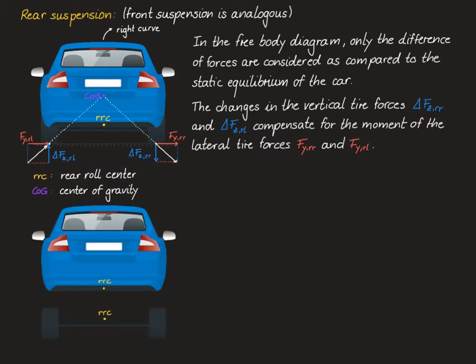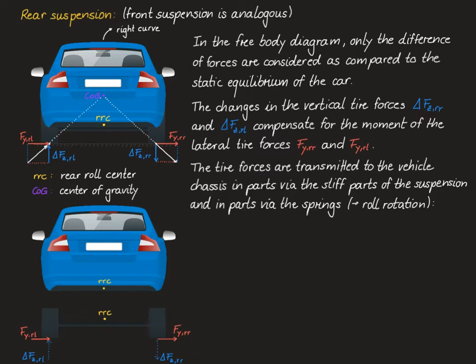In order to see what forces are responsible for the body roll, let's draw the free body diagrams of the suspension and the chassis. What we already know are the lateral and vertical tire forces acting on the rear right tire and the rear left tire. What we want to construct now is the fraction of the vertical tire forces that goes through the stiff parts of the suspension and the other fraction that goes through the springs of the suspension. So equivalently to the anti-dive and anti-squat of the pitch rotation.